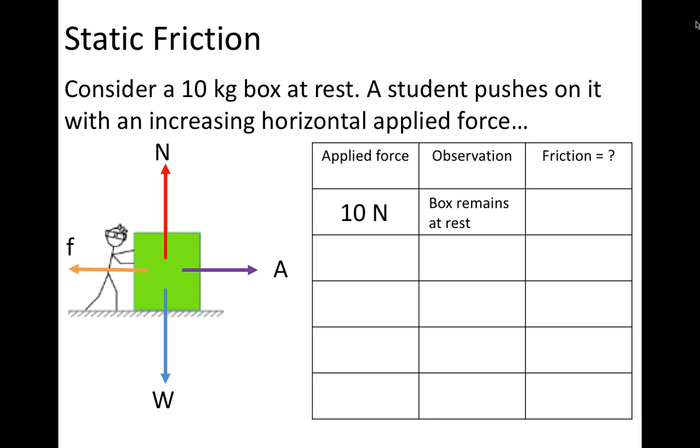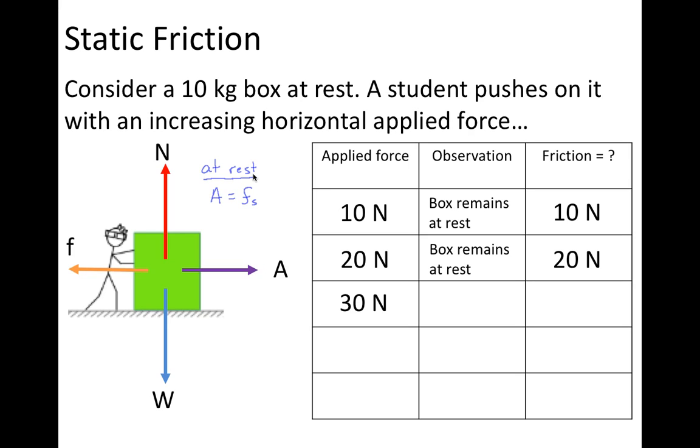Well, what's the value of the static friction force? Well, if the box is remaining at rest, that means that the box is going to have forces on it that are acting in balance. So the static friction force is going to have to equal the value of the applied force. It's going to equal 10 newtons. Well, let's say the student pushes with double the force and she observes that the box stays at rest. Well, same thing. The friction acting on the box is going to have to be 20 newtons.